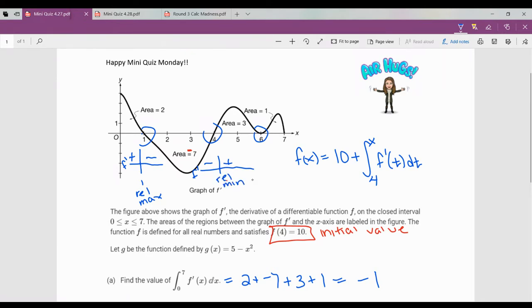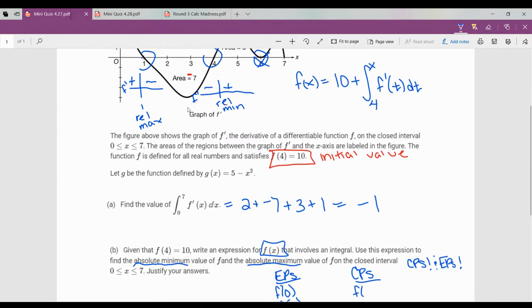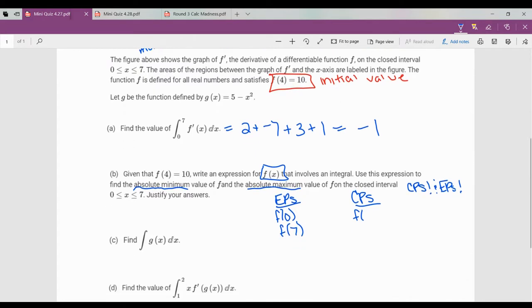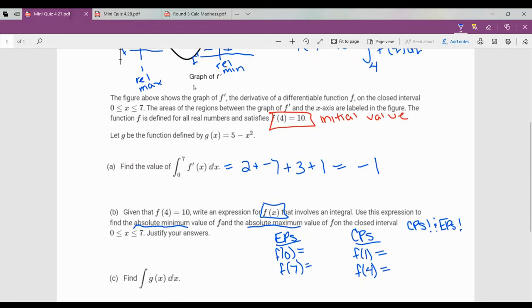And now for 6, f prime doesn't change signs. So I'm not even going to worry about 6 as a possible absolute maximum or absolute minimum, because that would be neither a maximum nor a minimum. So I'm not even going to worry about that for calculating. So the only two I need to check are f of 1 and f of 4 for my critical points, because those might give me my absolute max or my absolute min. And because it asks for both, I'm going to list both of them. If it only asks for my absolute minimum, then I would only list f of 4.